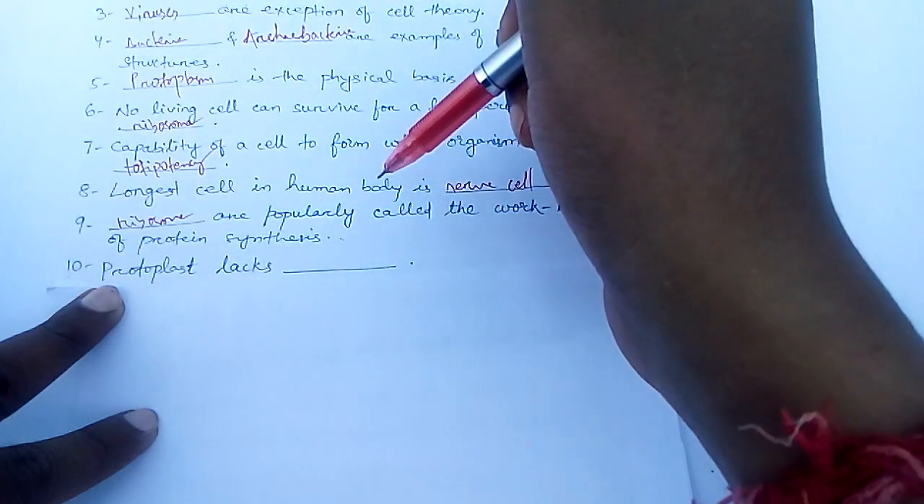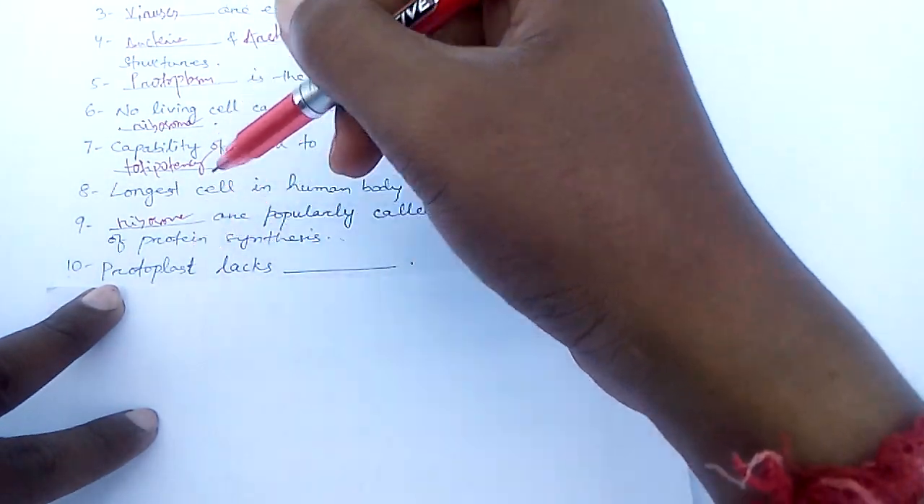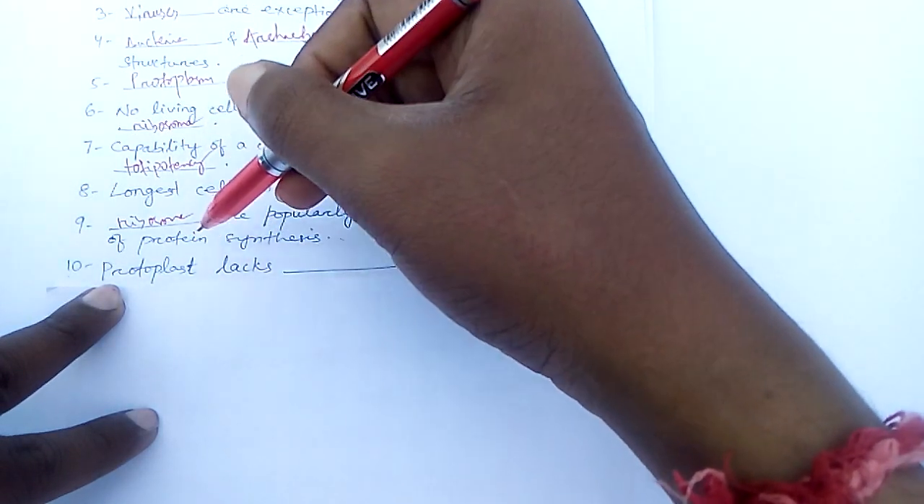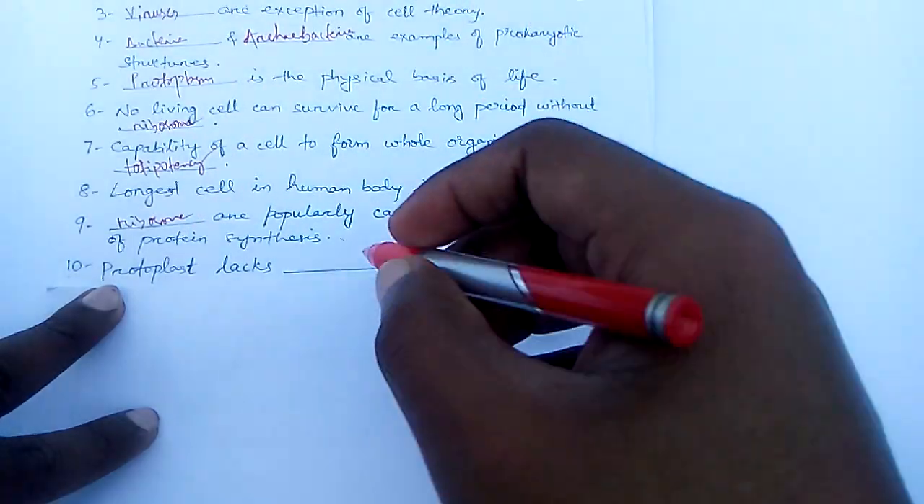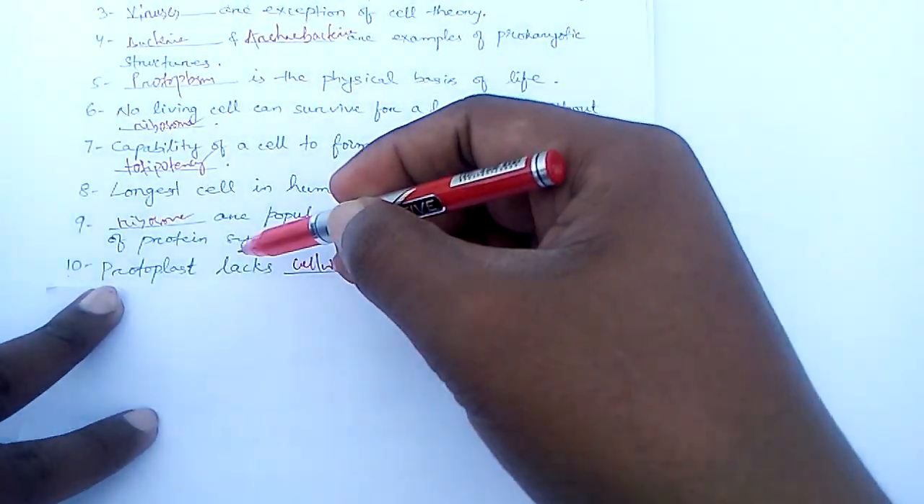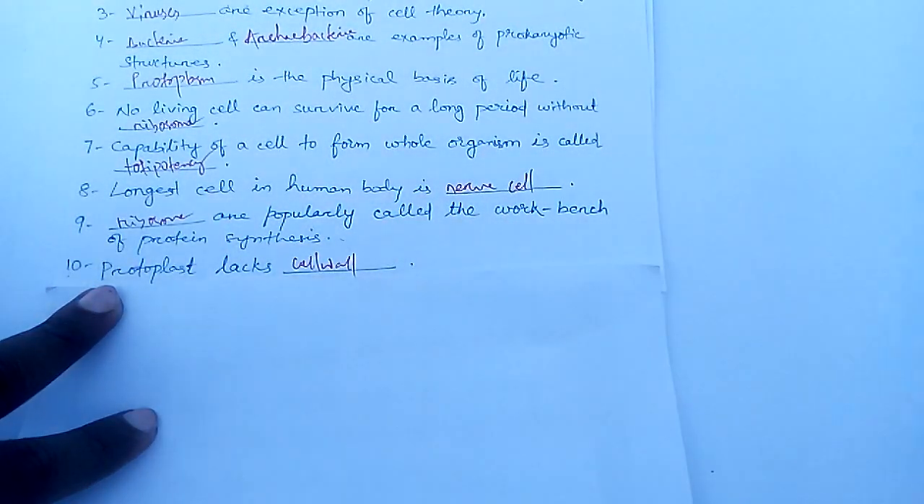Protoplast lacks dash. As we know, what is the definition of protoplast? Excluding the cell wall, everything present in the cell is known as protoplast. That's why protoplast lacks dash. Which is absent in protoplast? This is the cell wall. So the correct answer of protoplast lacks dash will be your cell wall. Then moving to the next question.